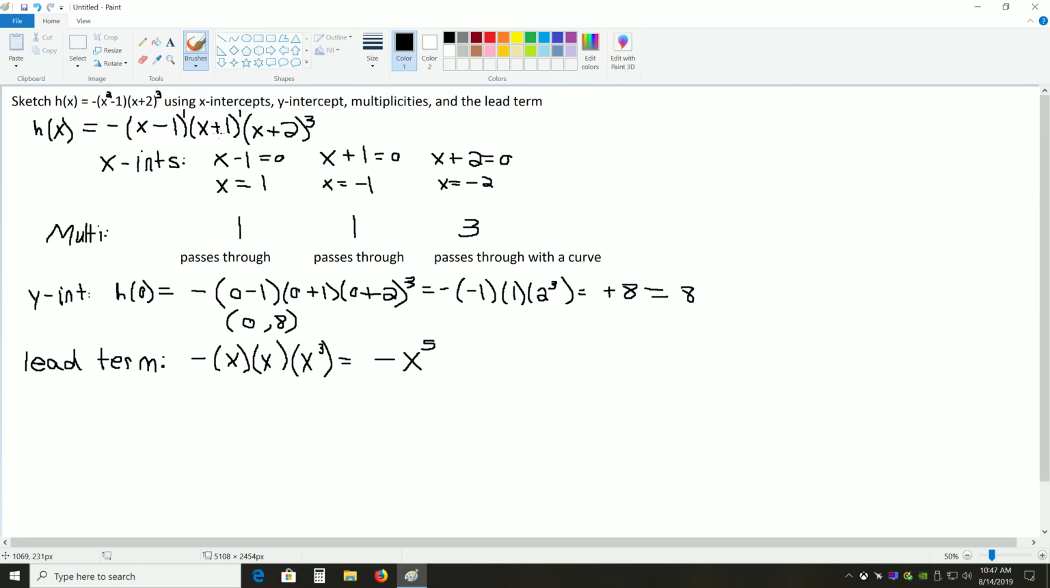If that process confuses you, multiplying the largest exponents together, just multiply the entire thing out. It'll take a little bit of extra time, but you'll end up getting this negative x to the 5th as your lead term anyway. And now with all of this, what does this tell us?